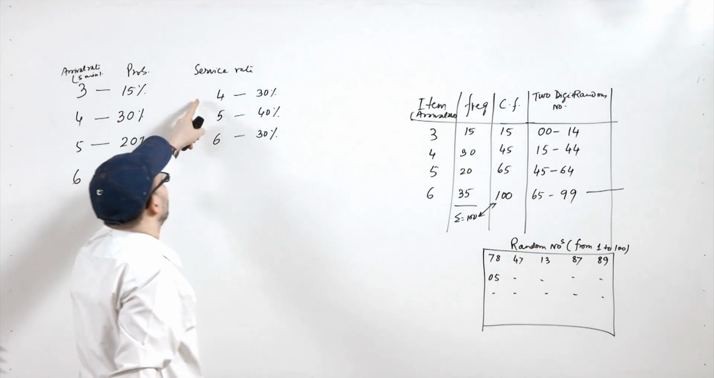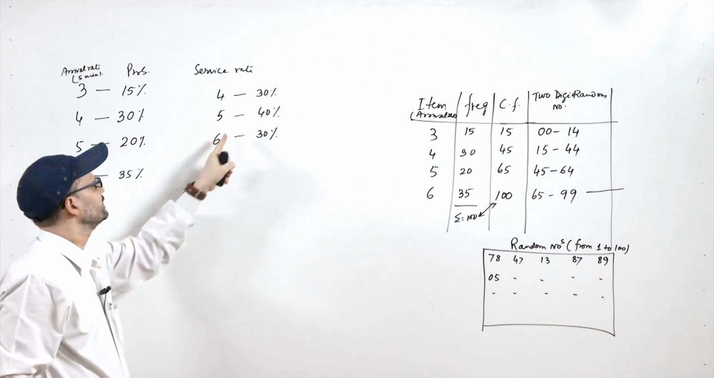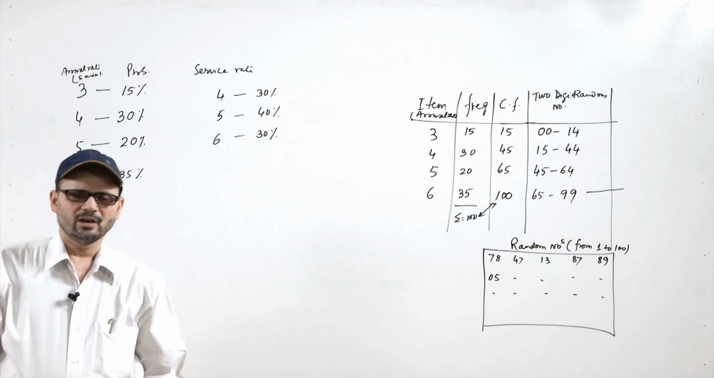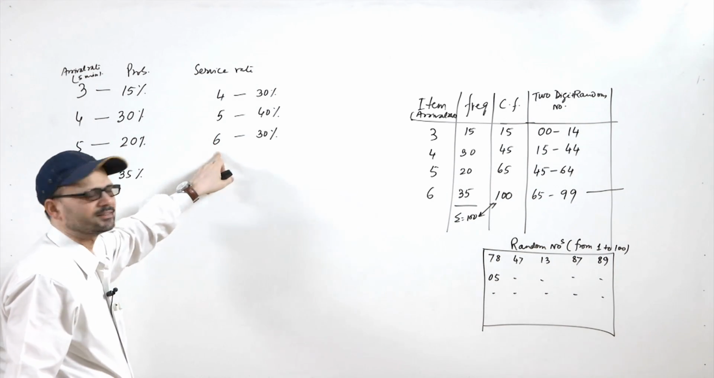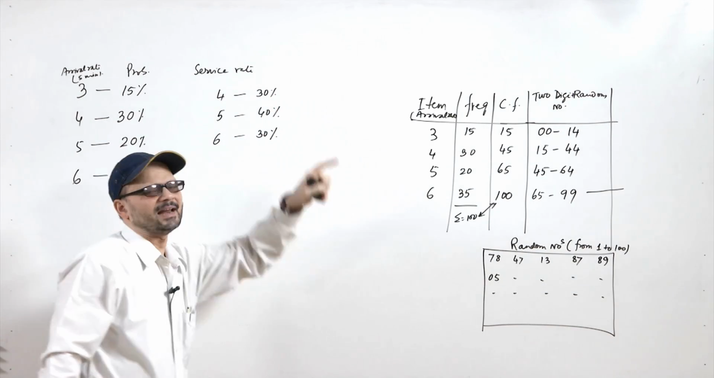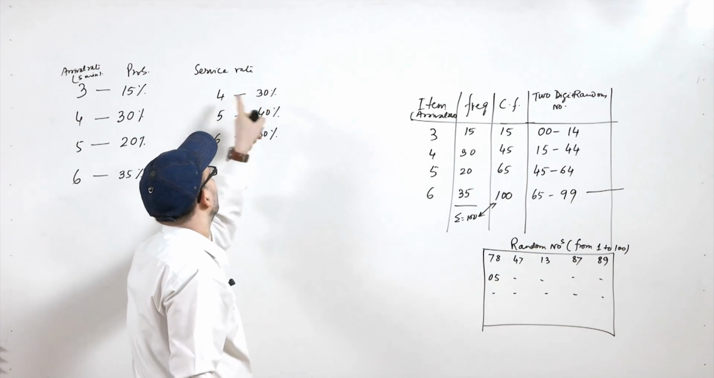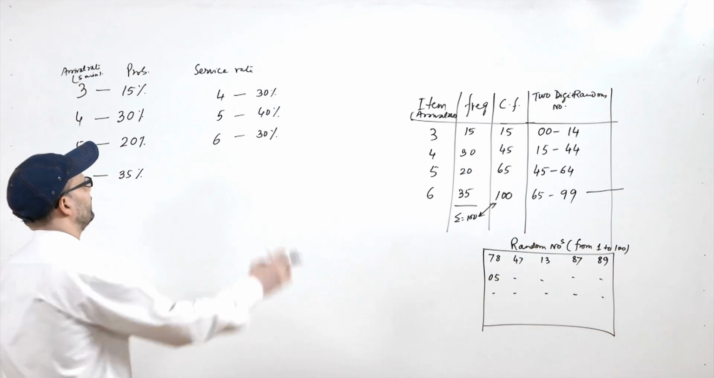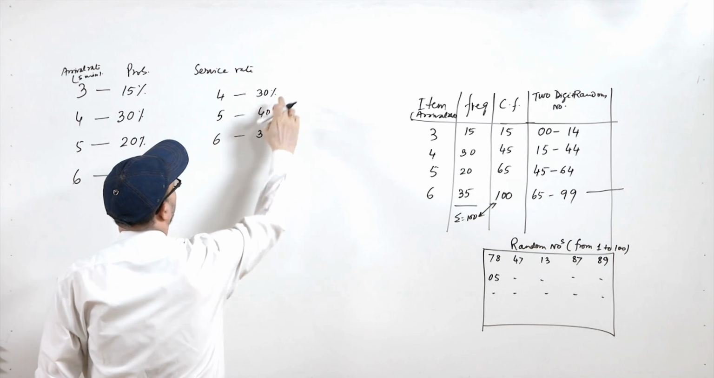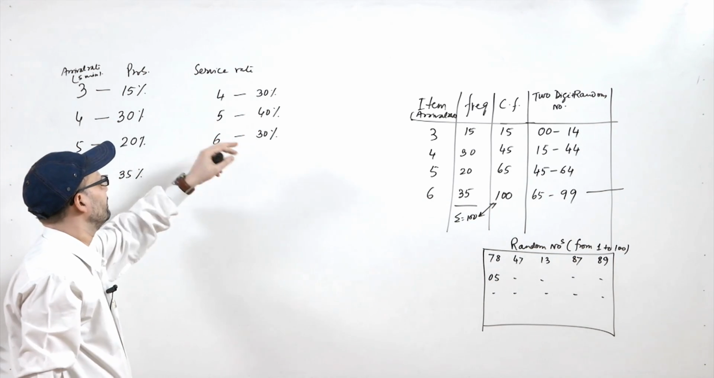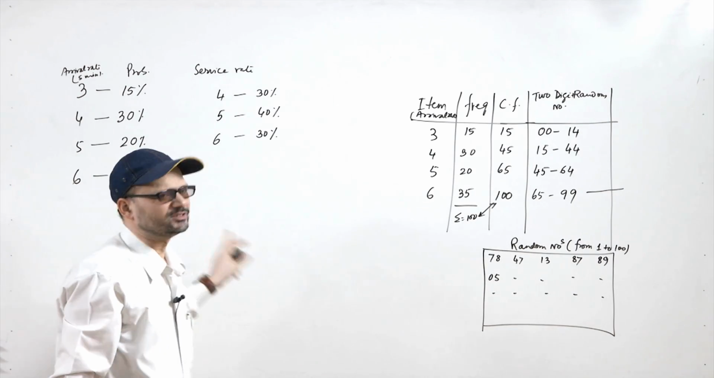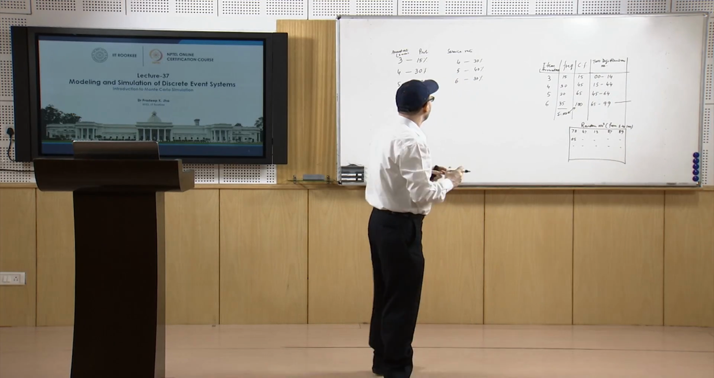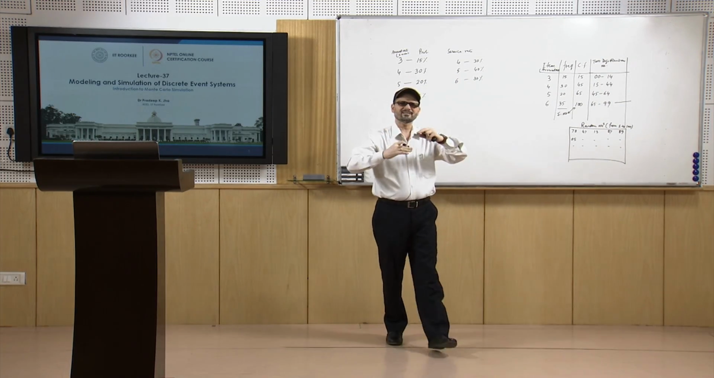Similarly, suppose here 4 is 30%, 5 is 40% and 6 is 30%, the service time basically. So, if the service time is 4 minutes or 5 minutes or 6 minutes, then 0 to 29 will be required for this case. If that number comes, that will be for 4. Similarly, 30 to 69 will be for 5, and 70 to 99 will be for 6. So, this way we assign these random numbers.